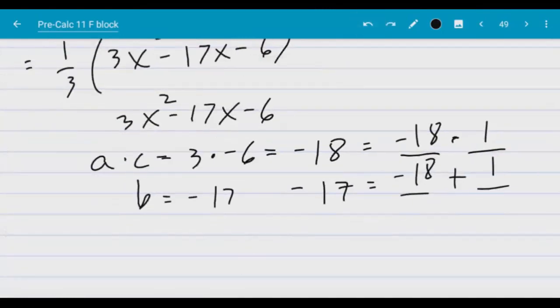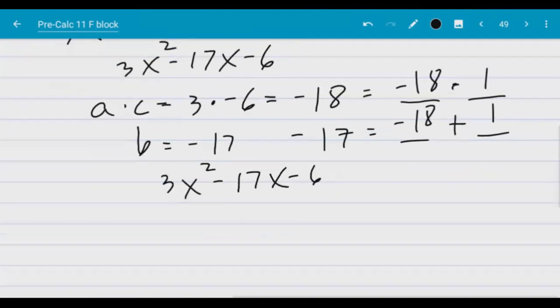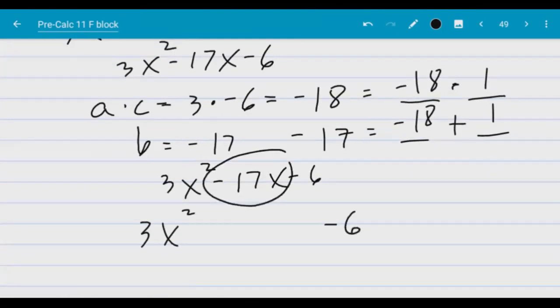The 3x squared minus 17x minus 6 would have its middle term broken up into two parts. By now, I think you already know the 3x squared remains the same. The negative 6 remains the same. The middle term, the negative 17x, is split up into these two. It becomes negative 18x plus 1x, or just x.